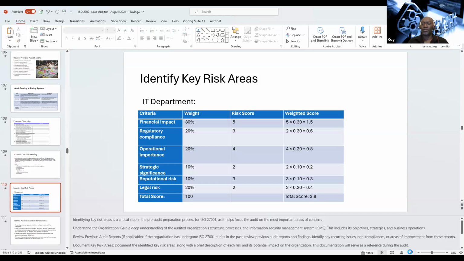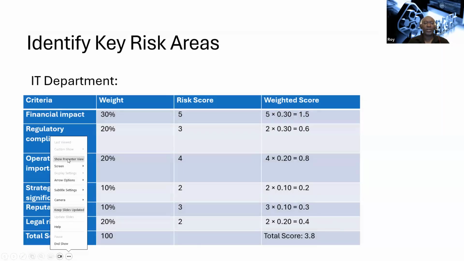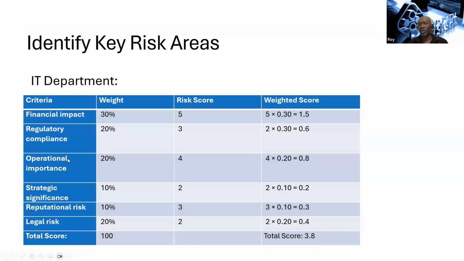So that's it. You will need to do this for every department. That's how you know, oh, let's not audit facilities, as an example. Because imagine facilities, would it have strategic significance? It might be 1. The risk score might be 1. Meanwhile, I've not told you what the risk score is. So the weight is given by management.